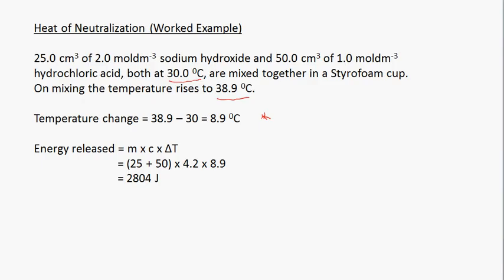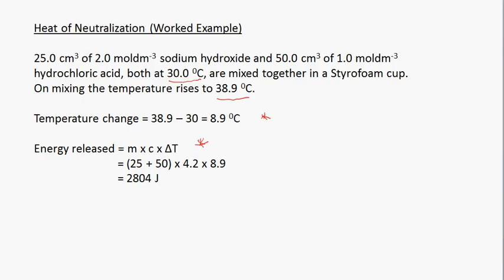And you need to familiarize yourself with this formula, and that is energy is equal to M multiplied by C multiplied by delta T. So M is the mass or the total mass of the solution after you have mixed it. C is the specific heat capacity of the solution, which we said earlier we will assume to be 4.2 joule per gram per degree Celsius. And delta T is simply the change in temperature of the reaction mixture.